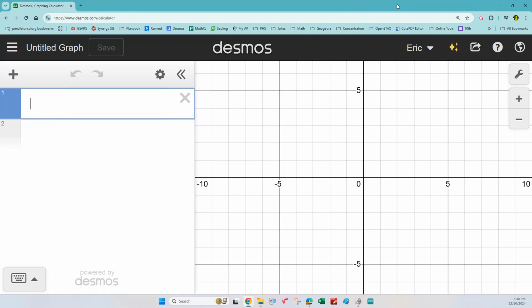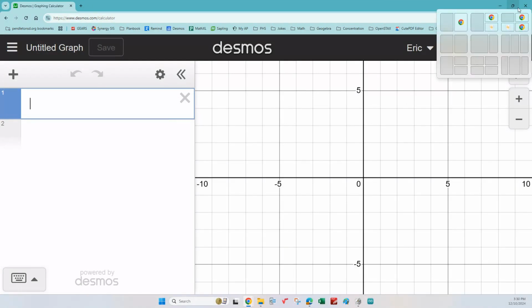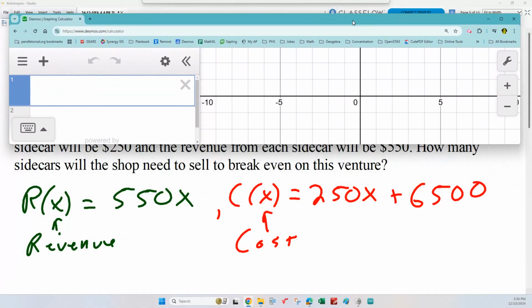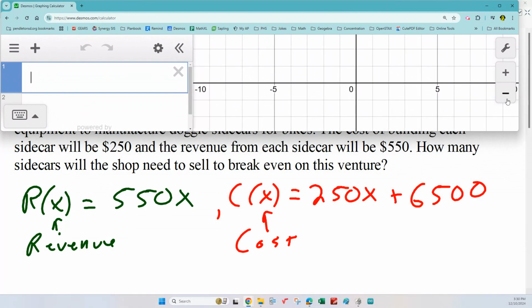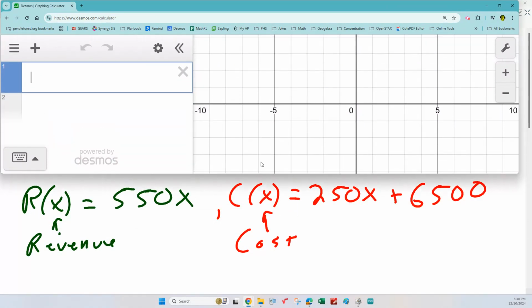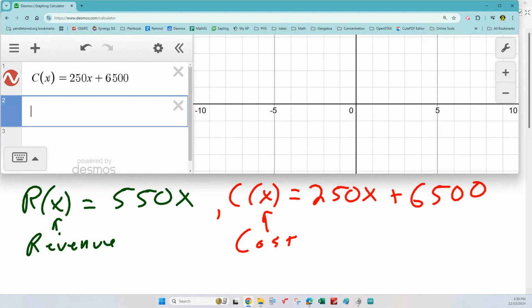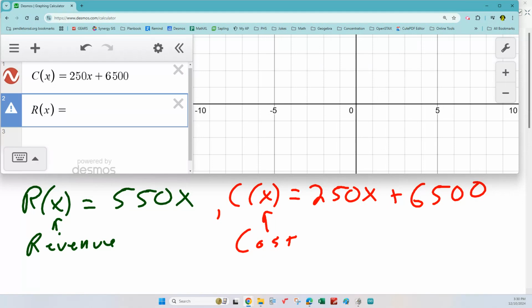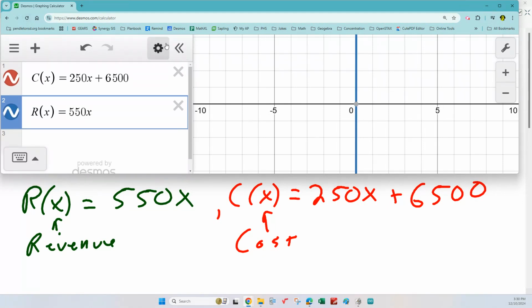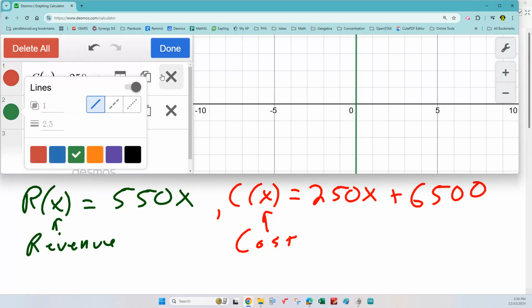Okay, so I'm just going to go into Desmos graphing. And I just have to enter those two equations. Let's enter the revenue function. So R, actually I'm going to do cost first. So cost C of X equals 250X plus 6,500. Okay, revenue, R of X equals 550X. Let's make that green. Okay?